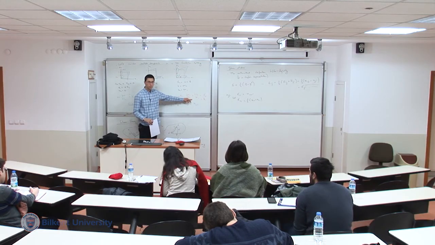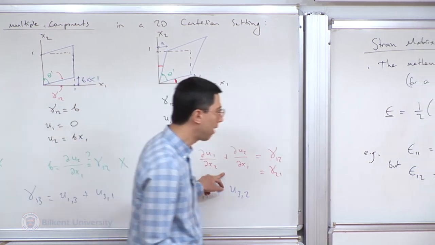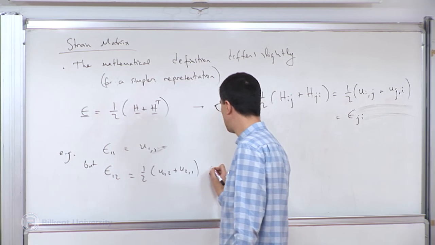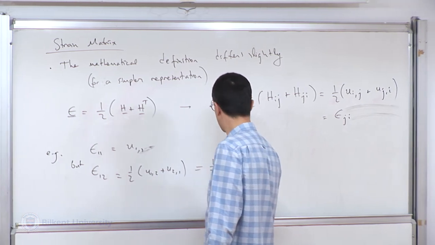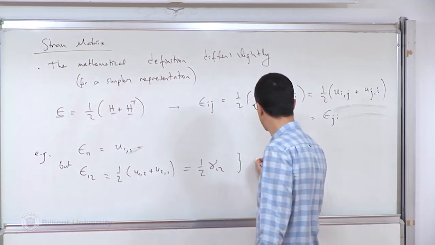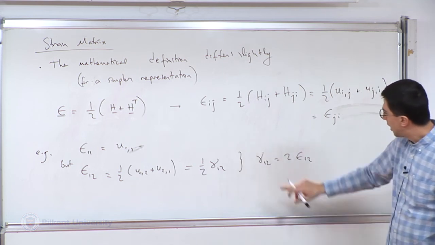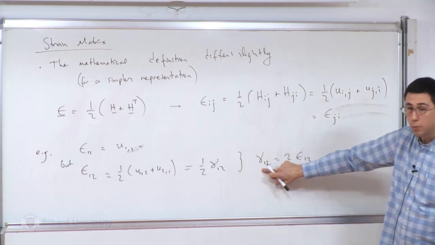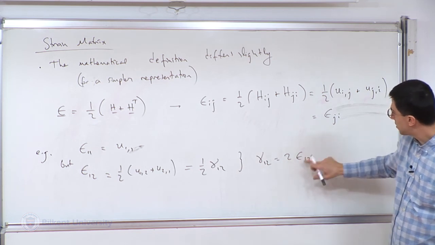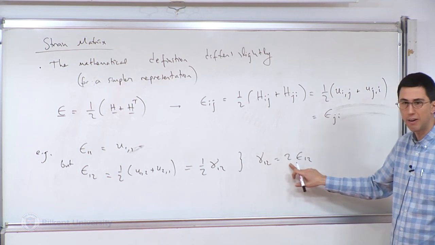Compare with this one, right? So there's a factor of 1/2. So this is not equal to gamma 1, 2, but rather it is equal to 1/2 gamma 1, 2. So gamma 1, 2 is 2 epsilon 1, 2. So this is what we were using in ME 231 consistently. This epsilon 1, 2 is what we would like to use in this course. They only differ by a factor of 2.